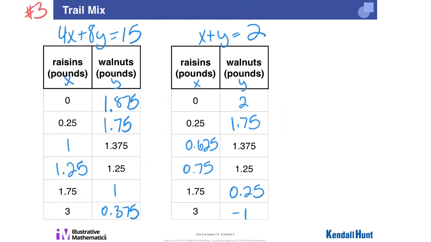Now we're looking at number 3 in the trail mix problem, and it's saying that Diego spent exactly $15, so that's this equation, and he bought exactly 2 pounds of raisins and walnuts, so that's this equation. So how many pounds of each did he buy? These were those 2 tables that you just filled out. And what I'm noticing is that this combination right here is the combination that gets him exactly $15 and exactly 2 pounds, and you'll see that solution on this table as well.